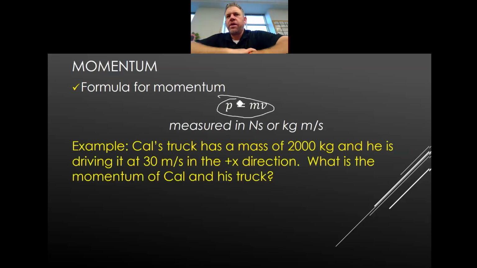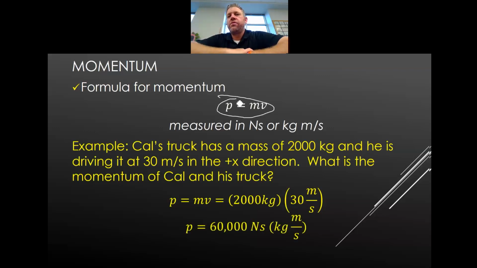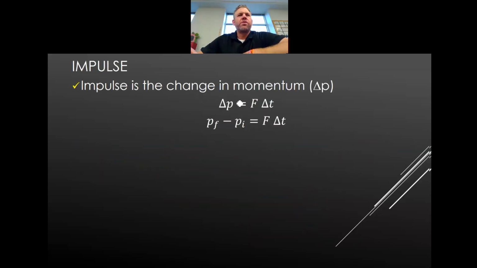Okay. So Cal's truck has a mass of 2,000 kilograms, and he is driving at 30 meters per second in the positive x direction. What is the momentum of Cal and his truck? So if our mass is 2,000 kilograms and our velocity is 30 meters per second, we're going to multiply those two together, and we're going to see that he has 60,000 Newton seconds or 60,000 kilogram meters per second. Either one of those labels is absolutely perfect for us. So that's the concept behind how we can calculate how much momentum a vehicle or an object would have.